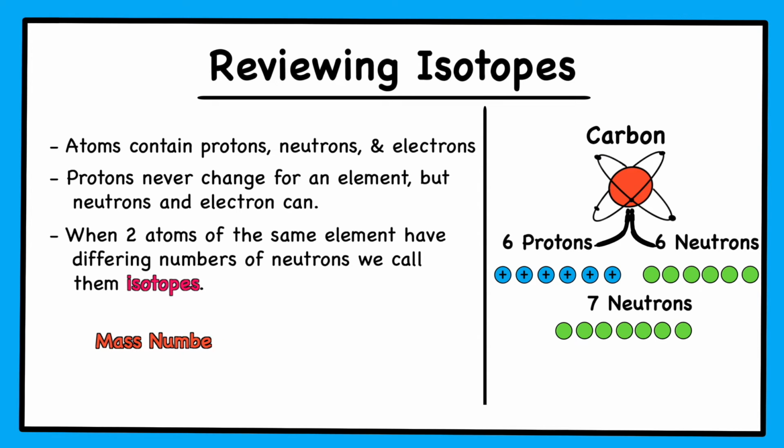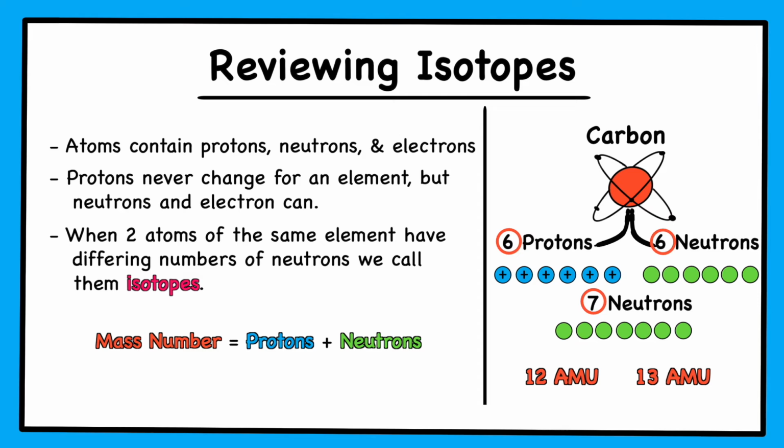Because the mass number of an atom is calculated by the weight of the protons and neutrons within the nucleus, isotopes have different mass numbers from each other. For example, our carbon atom from earlier can either have 6 or 7 neutrons. If we add those to the number of protons, then our carbon isotopes would weigh 12 atomic mass units or 13 atomic mass units. In other words, this is going to be carbon-12 or carbon-13.